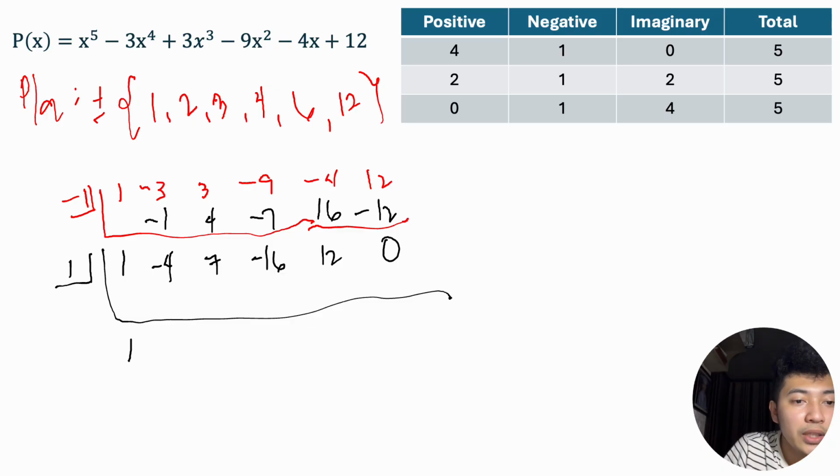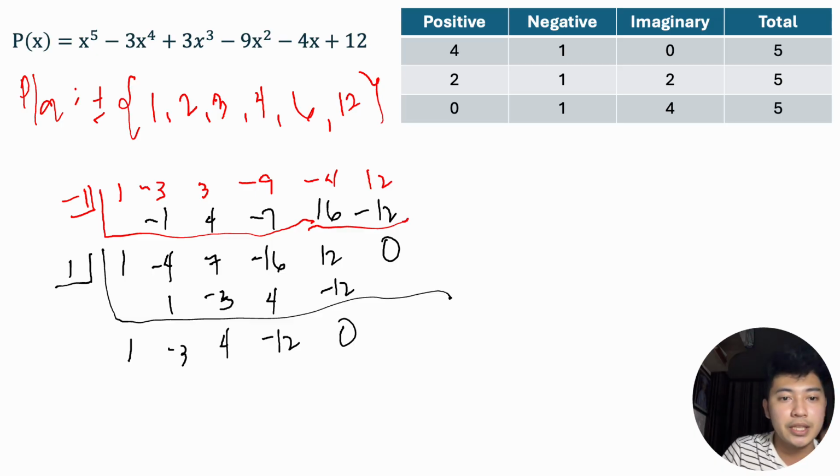So, you have 1. 1 times 1 is 1. Negative 4 plus 1 is negative 3. Negative 3 times 1 is negative 3. 7 plus negative 3 is 4. 4 times 1 is 4. Negative 16 plus 4 is negative 12. Negative 12 times 1 is negative 12. And 12 plus negative 12 is 0. Okay, so meron ka na ulit na isang positive.